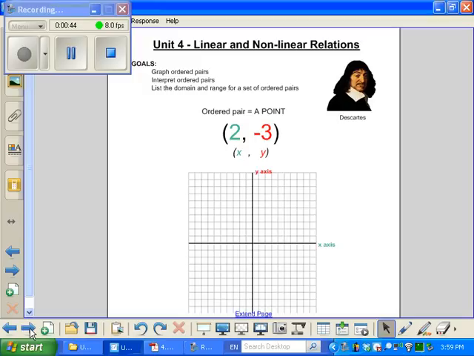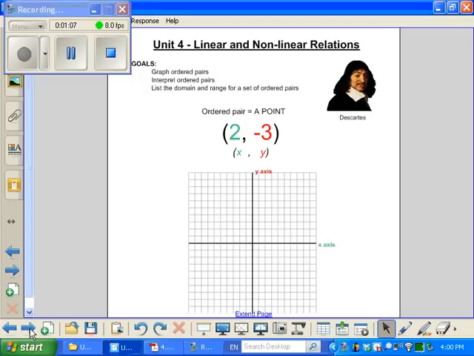In Unit 4 and Unit 5, we're going to be talking about linear and non-linear relations. So you can see the word line and linear. That's what the whole next two units are about. Drawing lines, okay? And so in order to understand a line, we have to understand what a point is, because a line is actually made up of points, so a whole series of points in a row.